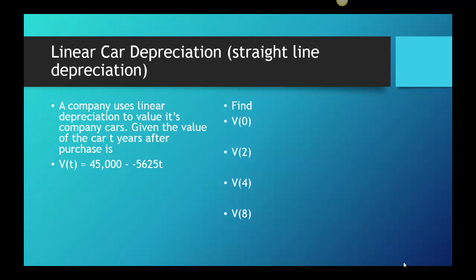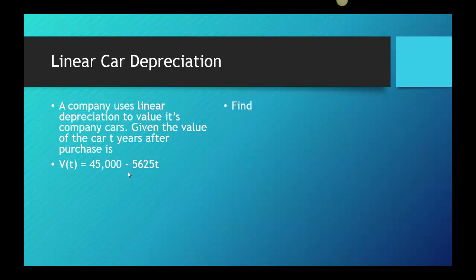So here's the scenario I'm giving you. A company uses linear depreciation to value its company cars. Given the value of the car t years after purchase is $45,000 minus 5,625 t, I want you to find v of 0, v of 2, v of 4, and v of 8. And somehow I messed up this negative here. Sorry about that. I think I fixed it on the next screen.